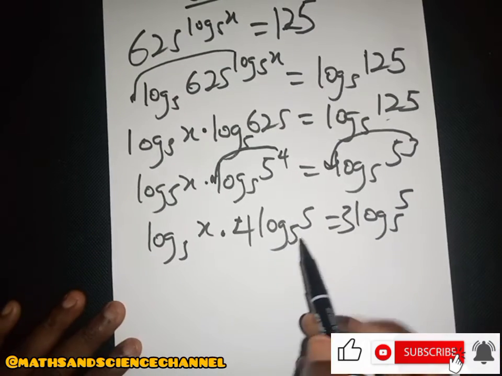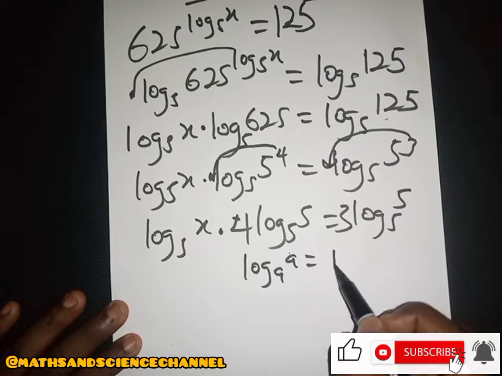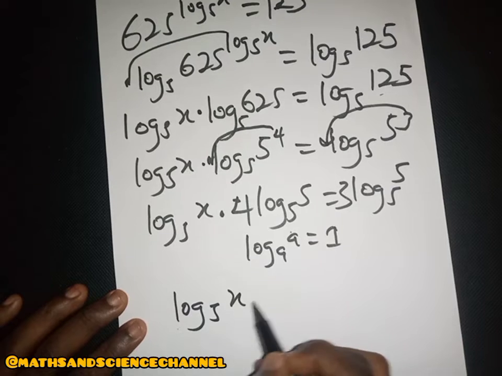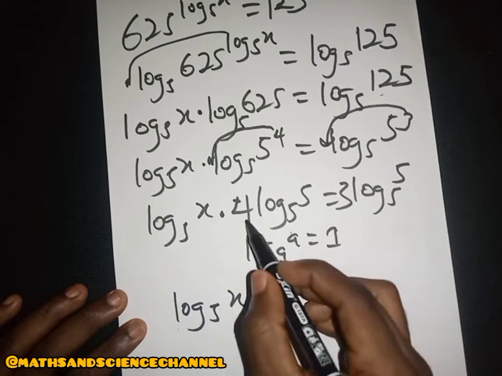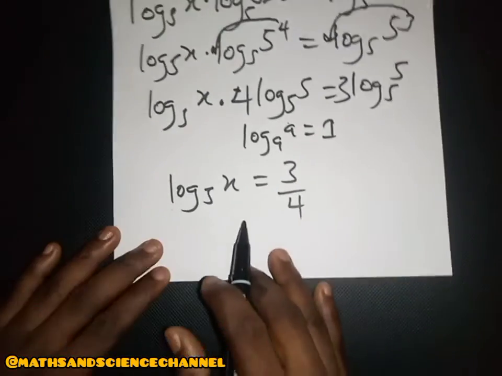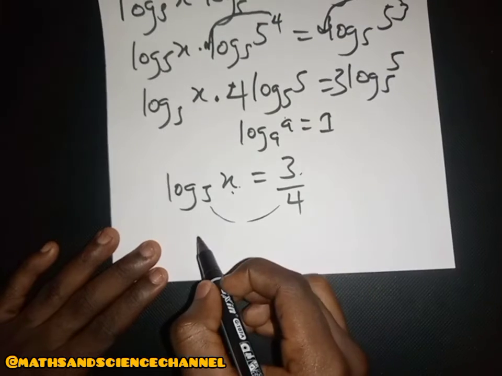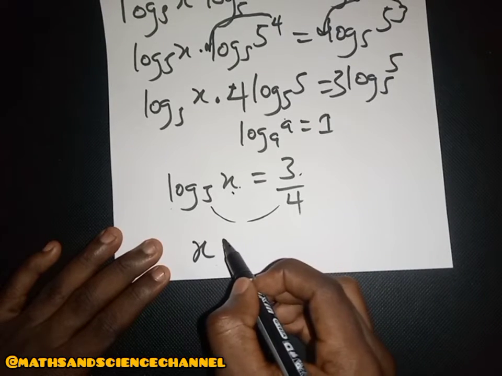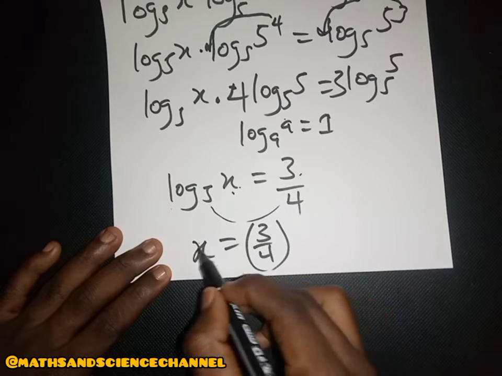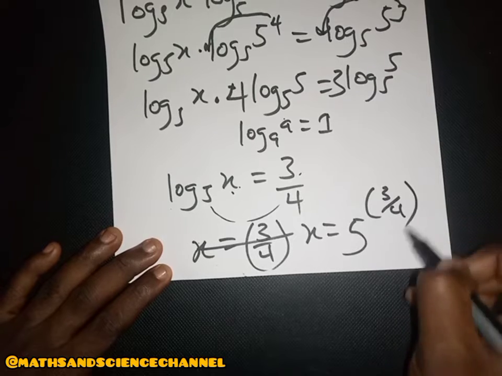So realize that one property of log is that if the base is the same as what is inside, then it is basically equal to 1. So we have 4 log base 5 x being equal to 3, and then let's send the 4 to the other side. So we have 3 over 4 in this case. So in order for us to find x, we raise it up. So we have x here being equal to 5 to the power 3 over 4 in this case.